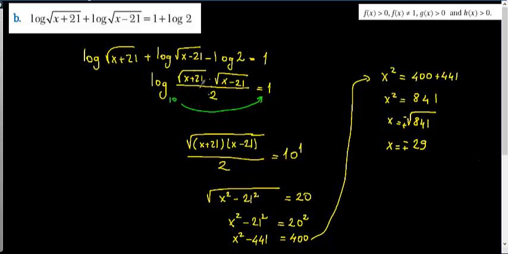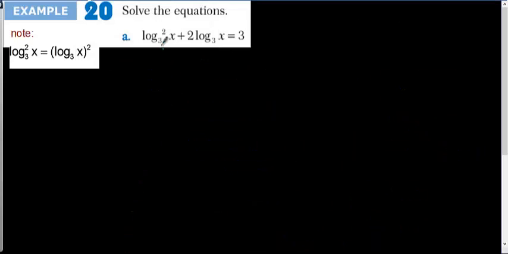When you replace by 29, it's not going to be a problem, because it makes this one and this one positive. But when you replace by minus 29, this is going to be negative. If you replace by minus 29 plus 21, this is going to be negative, equal to minus 8, which is not possible for us. So x is equal to 29, and the minus part we are going to cancel.